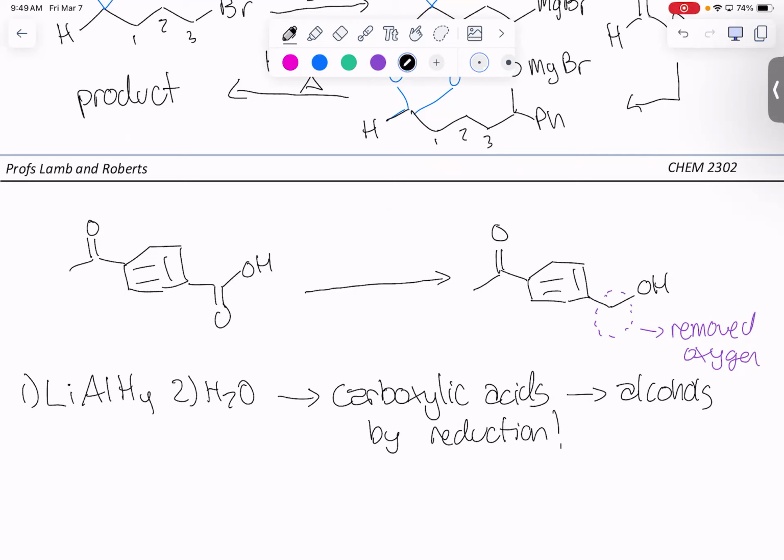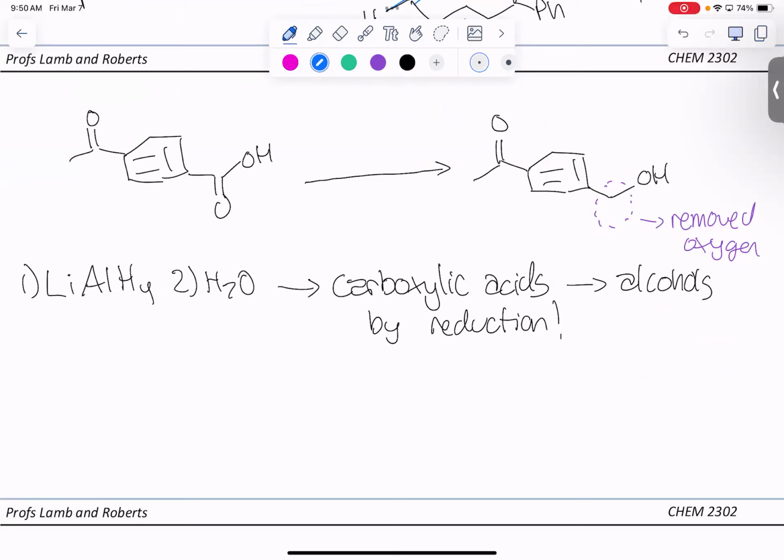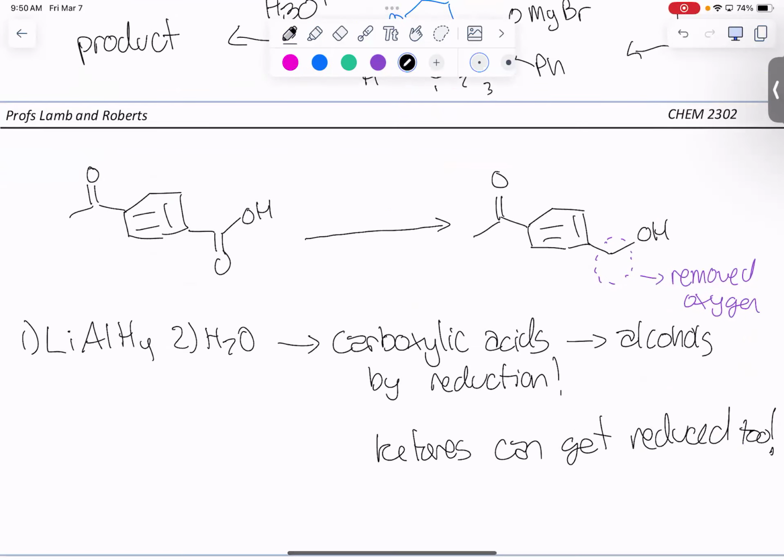All right, awesome. So we know there's only one reaction that turns carboxylic acids into alcohols that we know of. There are many that exist in the world, but from the textbook, there's only one we know. But what is our problem here? Well, the other thing that happens is ketones can get reduced as well. So if we add lithium aluminum hydride, we're not going to selectively reduce that carboxylic acid down to an alcohol. Instead, we're going to reduce our ketone as well.